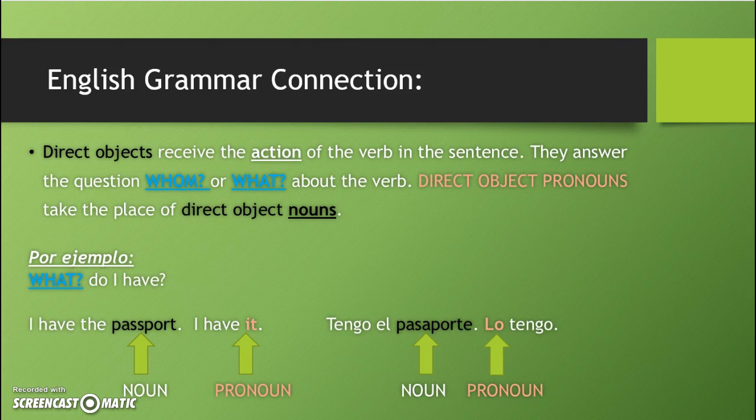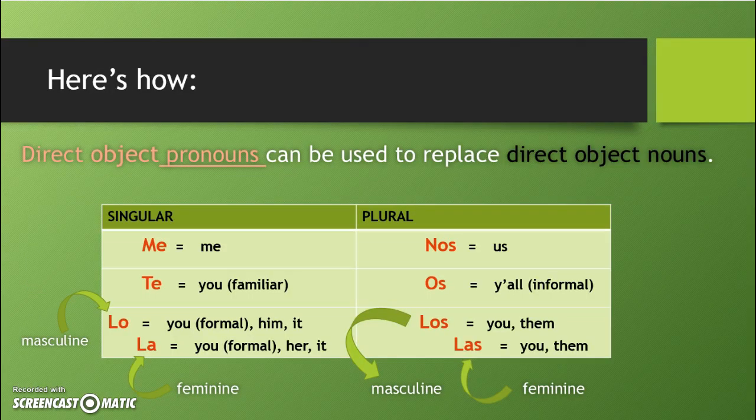Por ejemplo, what do I have? I have the passport. I have it. So notice I have the noun passport and I'm replacing it with the pronoun it. En español, tengo el pasaporte, lo tengo. Let's see how this is done.